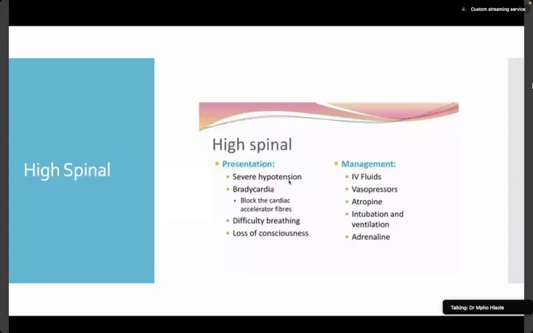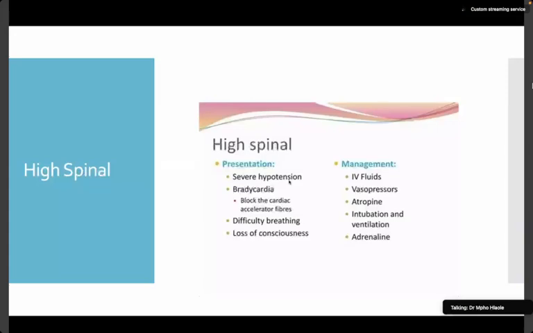So I just wanted to go just briefly on high spinal. They usually have severe hypotension, bradycardia, difficult breathing, and then they lose consciousness if it's really a total high spinal. So your management will be, obviously, you having low blood pressure, you might have to give them vasopressors. You might have to give them atropine to sort out your bradycardia. Patients not breathing on their own, so you might have to intubate them and ventilate them. They might even need adrenaline support, and you need to consider also putting the patient in ICU for ventilation.